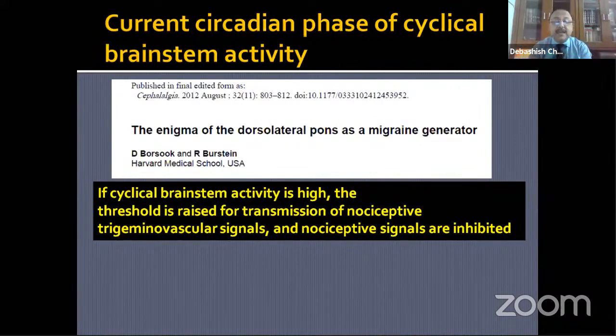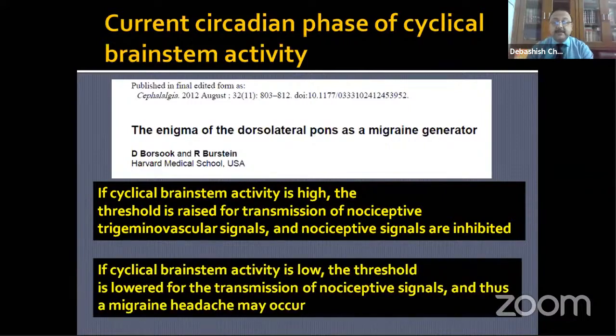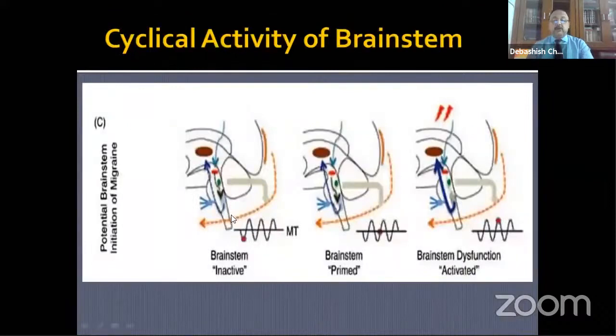They have found that if cyclical brainstem activity is high, the threshold is raised for transmission, and therefore the nociceptive signals are inhibited. But if the cyclical brainstem activity is low, the threshold is lower and transmission occurs. So this is a kind of cartoon that they have shown of the cyclical activity in the brainstem. You have the inactive state, the primed state, and the activated state. Only during the activated state will the nociceptive impulses come. I'll not go into detail because these are cells which act like a switch, on and off. So they decide whether a particular painful signal is going to go up or down in the brain.